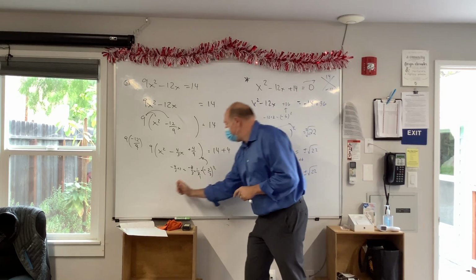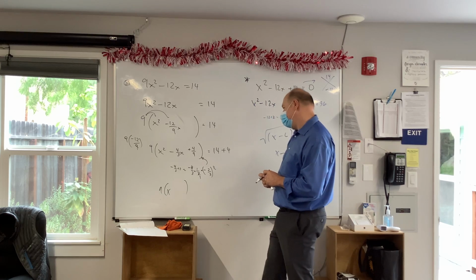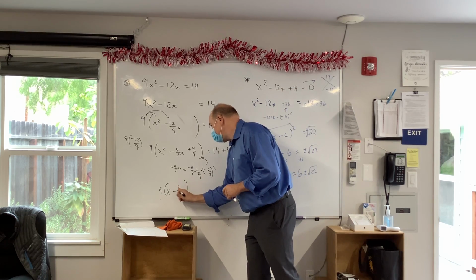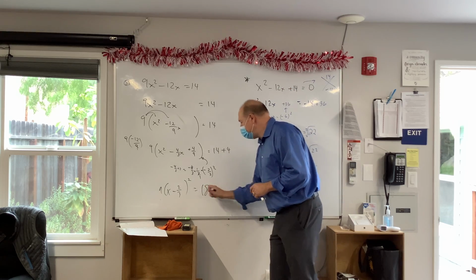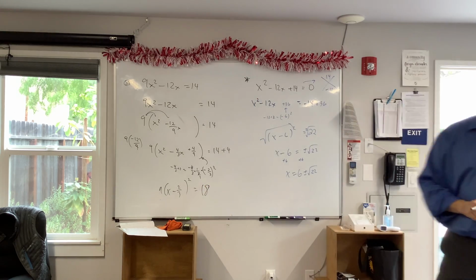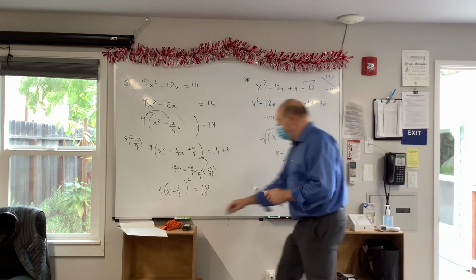I think we need to do this here. 9 is on the outside. I got x minus 2/3, everybody agree there? Squared is equal to 18. You guys tell me if you agree here. I'm going to kind of just push to the end here. And you guys got that one.